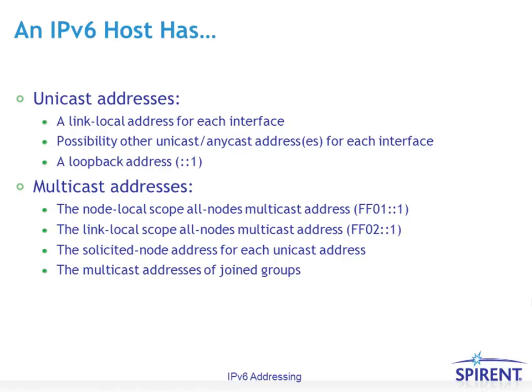And there's also the loopback address, which you're probably familiar with in IPv4, the 127.0.0.1, whereas with IPv6, it's just all zeros and then one, or ::1. There are also some multicast addresses. Previously I mentioned how IPv6 does not use broadcast anymore. So it uses a special scheme with various types of multicast addresses to accomplish the same thing that broadcast accomplished with IPv4. So there are special multicast groups, the node local all nodes, or link local all nodes multicast addresses. There's a solicited node multicast address, and various other types of multicast addresses of join groups.